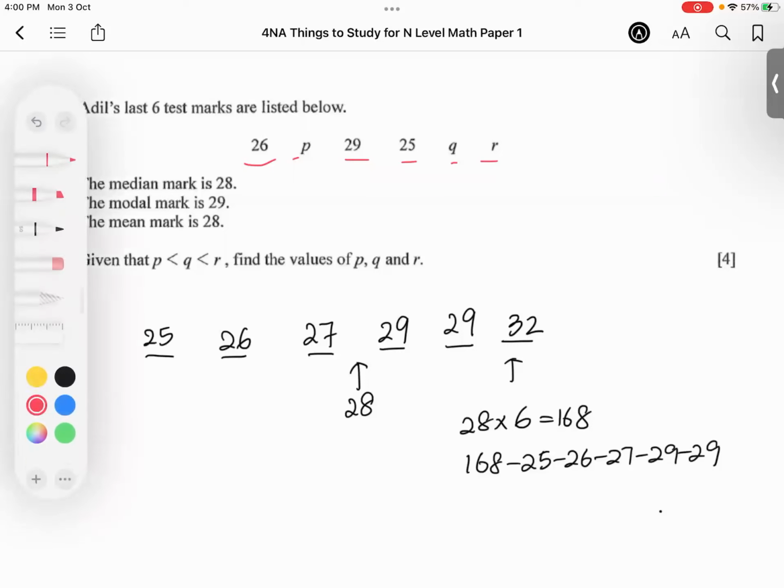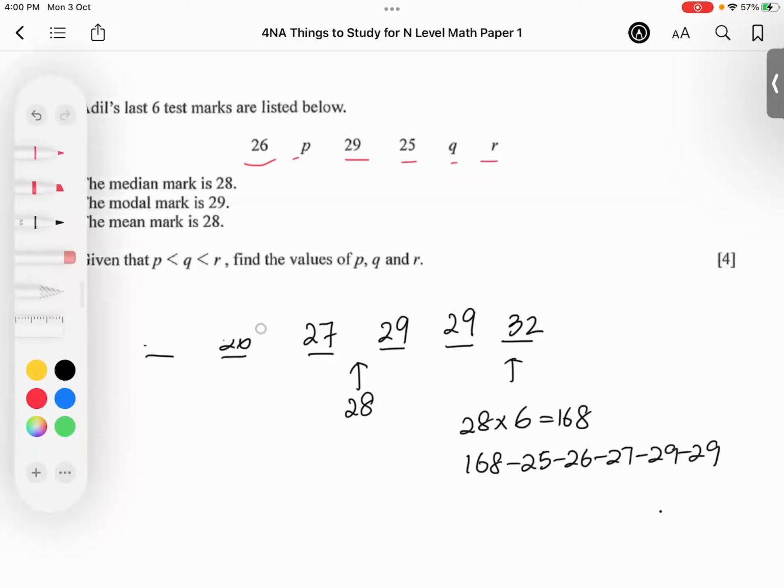So for me, when I first started, I left all this blank. First part, they tell me the median is 28. So if the median is 28 over here, it means either I can have 28, 28, but they say P is smaller than Q, smaller than R. That means I cannot have two numbers that are the same, because for the number in the middle, I need to take these two, add together, divide by 2.